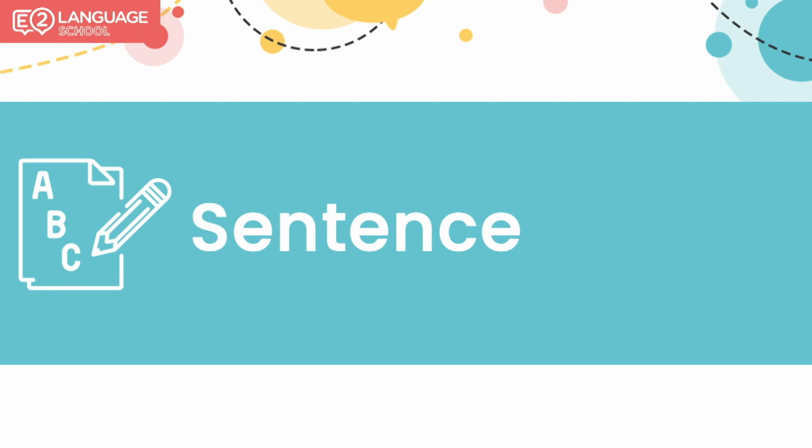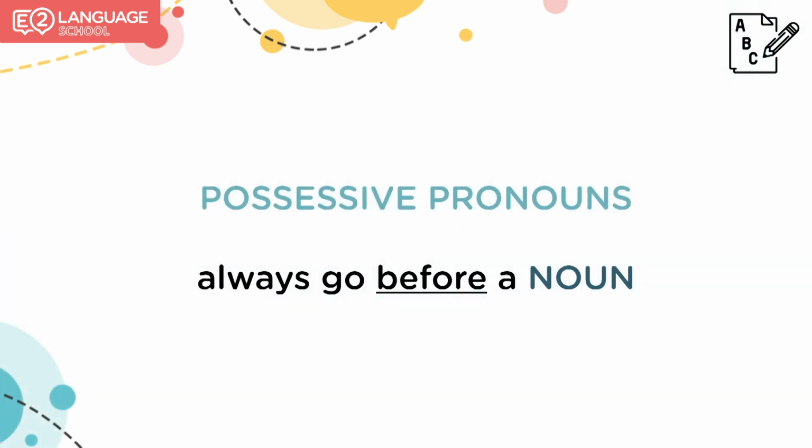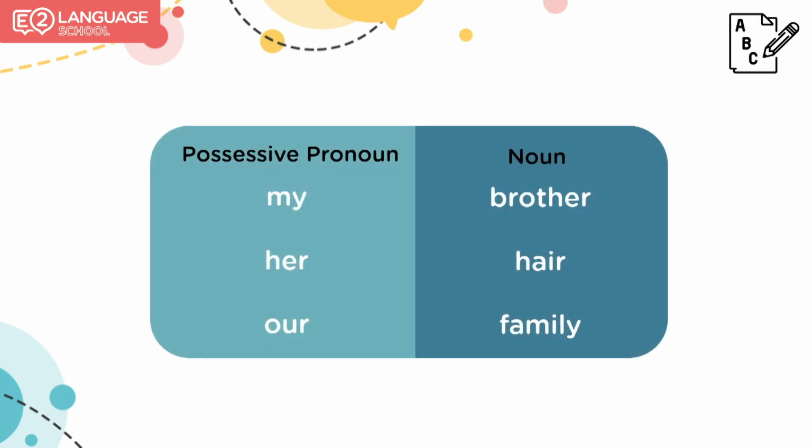Now let's move on to our other part of the lesson, and this is where you will learn how to use possessive pronouns in a sentence. So the key rule is that possessive pronouns always go before a noun. For example, my brother, her hair, our family.